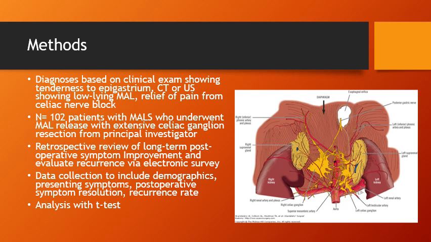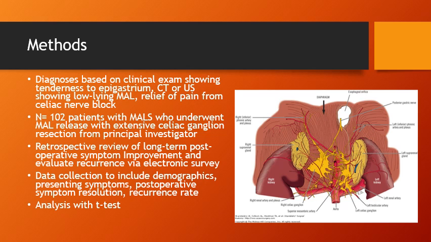Now, in our study, the diagnosis of MALS needed to include a clinical exam that showed tenderness to the epigastrium, some form of imaging that showed a low-lying median arcuate ligament with compression of the celiac artery, and they needed to have relief of pain from the celiac nerve block. There were 102 patients that we looked at in this subset of our data who underwent our median arcuate ligament release with extensive celiac ganglion resection, which is the addition from the gold standard of today. We also resected the entire ganglion around the celiac.